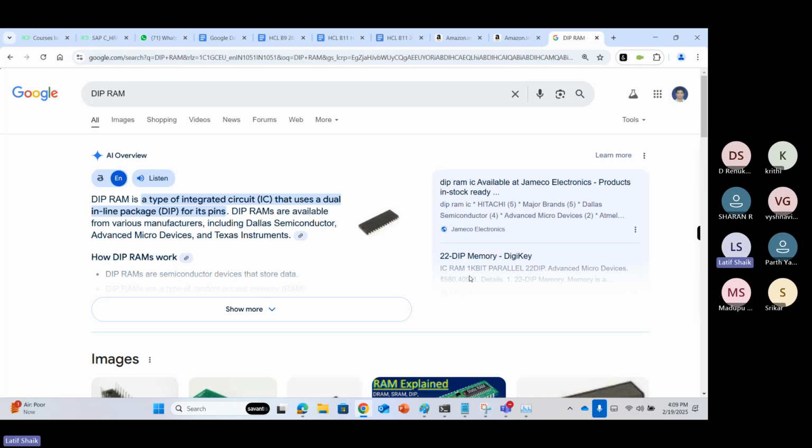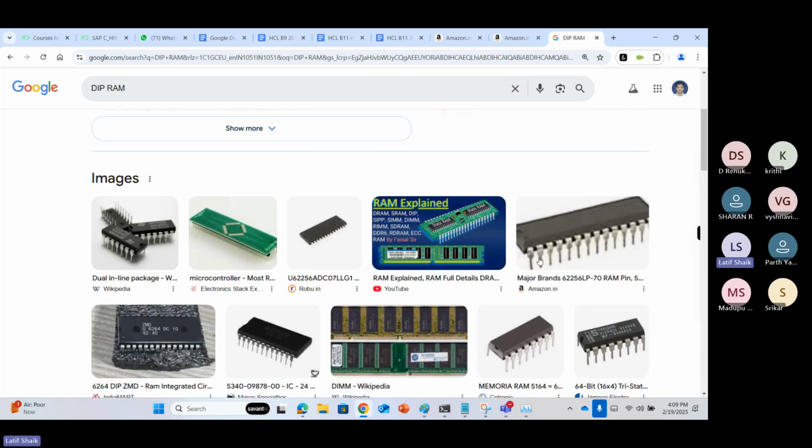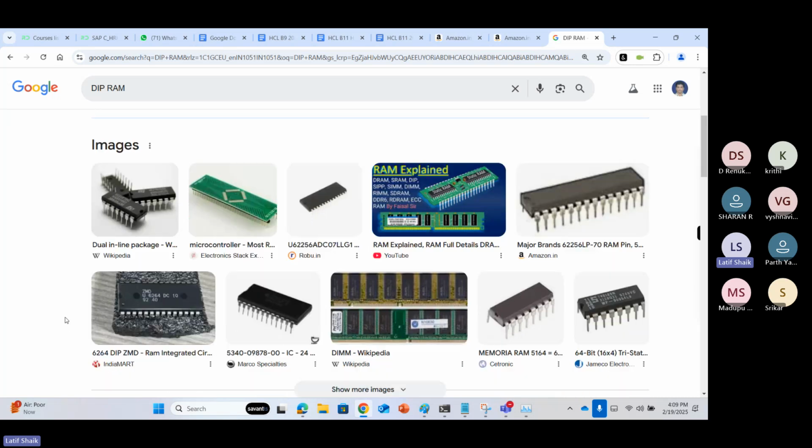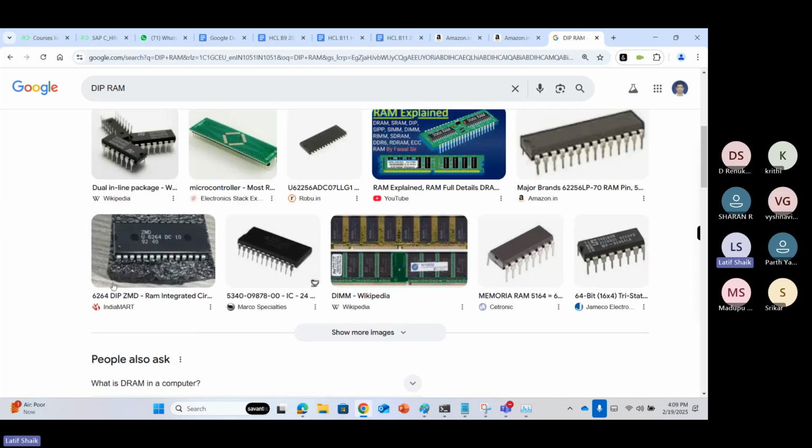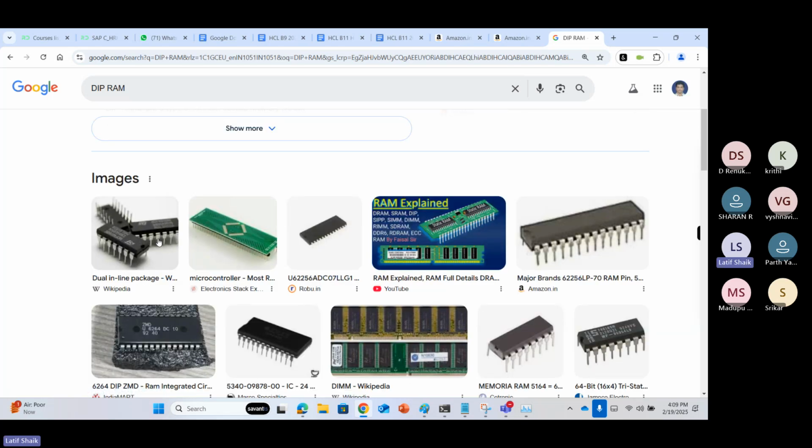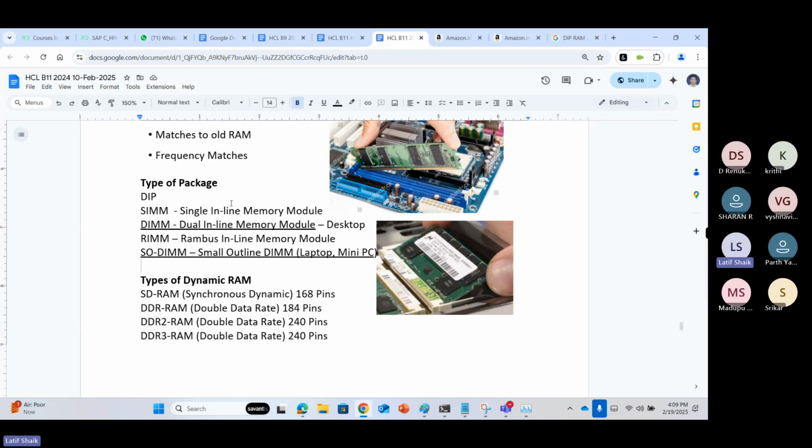It is also used, not in our computer kind of stuff, but when you do this, some boards, bare boards are there, right? Like IoT boards. On the board itself, it contains some RAM chips, ROM chips. That time mostly this type of ICs they use. Okay, that's a DIP type.